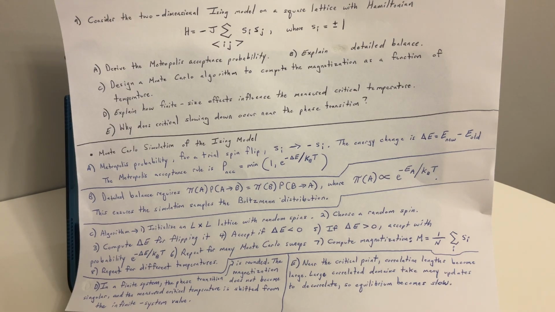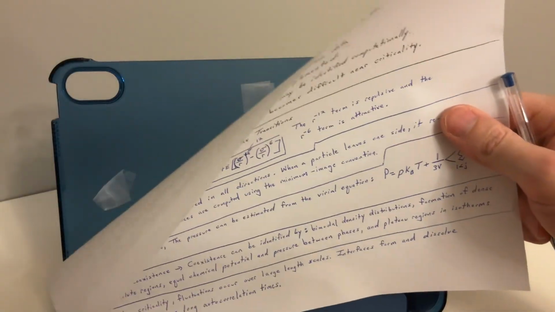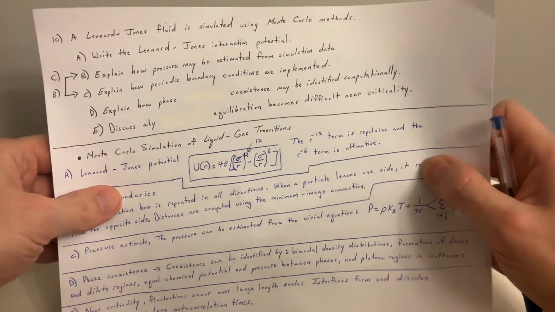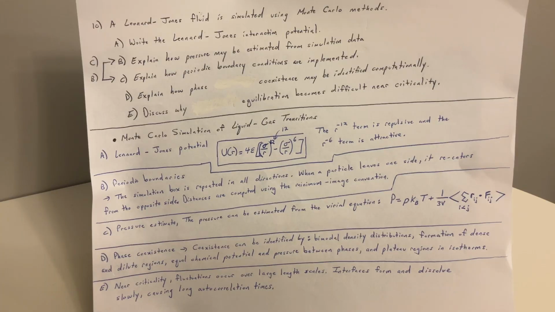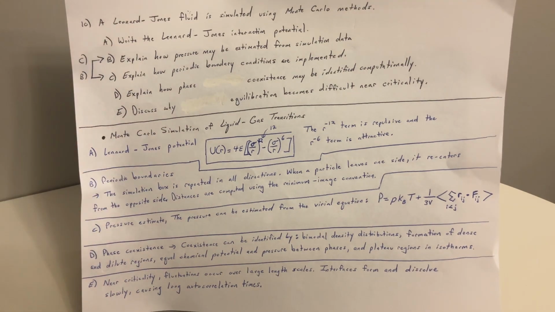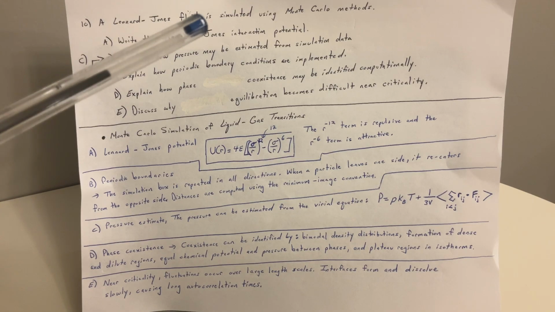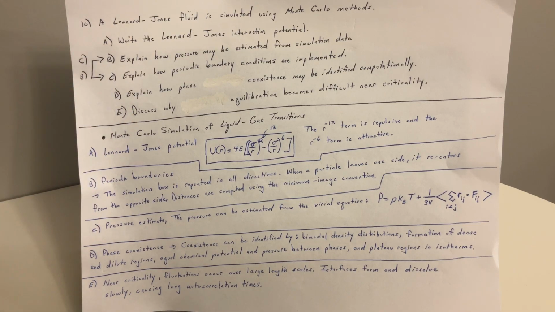And let's move on to number 10. Okay, number 10, I'll just get this a little more in focus. A Lennard-Jones fluid is simulated using Monte Carlo methods. For part A, write the Lennard-Jones interaction potential.